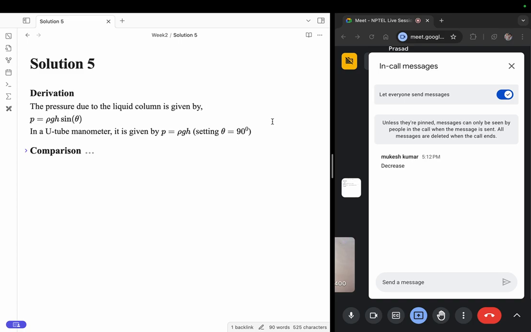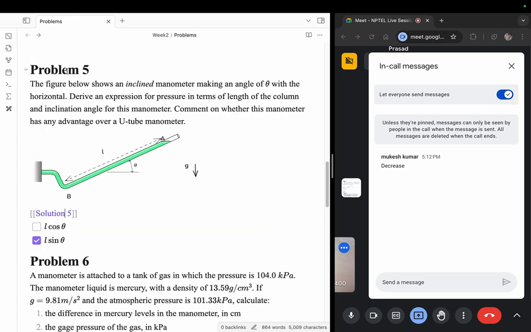So now the next part of the question is, do you think this particular thing will have any advantage over a U-tube manometer? Why do I have to do all this inclination and stuff? Will it provide me any advantage? Both are measuring pressure only. So will I get any advantage by using this inclined manometer?